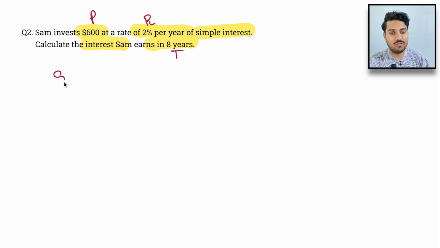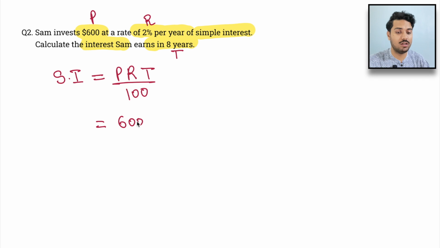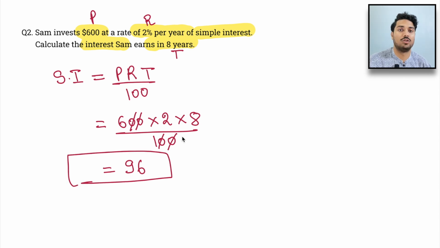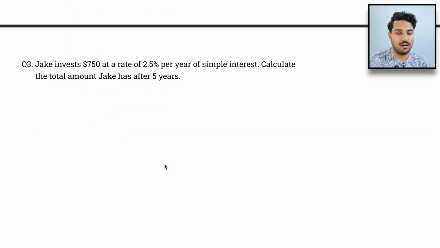So let's check. If you have to find the interest at simple interest, then SI equals P into R into T upon 100. Principal amount is 600, rate of interest is 2, time period is 8 years, divided by 100. The zeros cancel out. So now you have 6 into 2 into 8, total 96. So $96 is the interest amount. It says calculate the interest only and not the total amount. So interest is 96. Let's jump to question number 3 now.